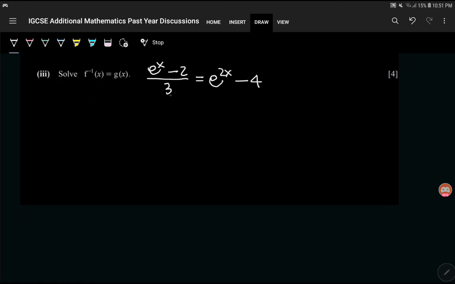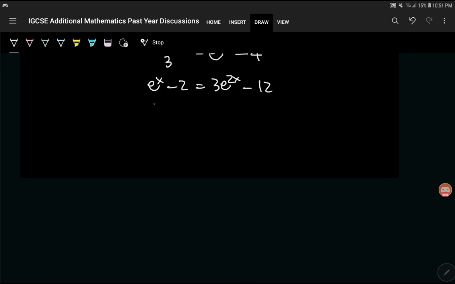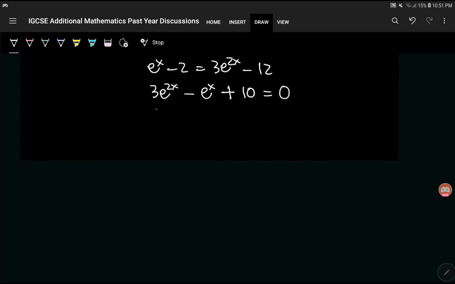What we can do here is move this one, so we have e^x - 2 equals 3e^(2x) - 12. Then I rearrange the terms again. So we have 3e^(2x) minus e^x, wait a minute, minus e^x and then plus 10 equals zero. Oh yes. Okay, if I want to rewrite this one again.